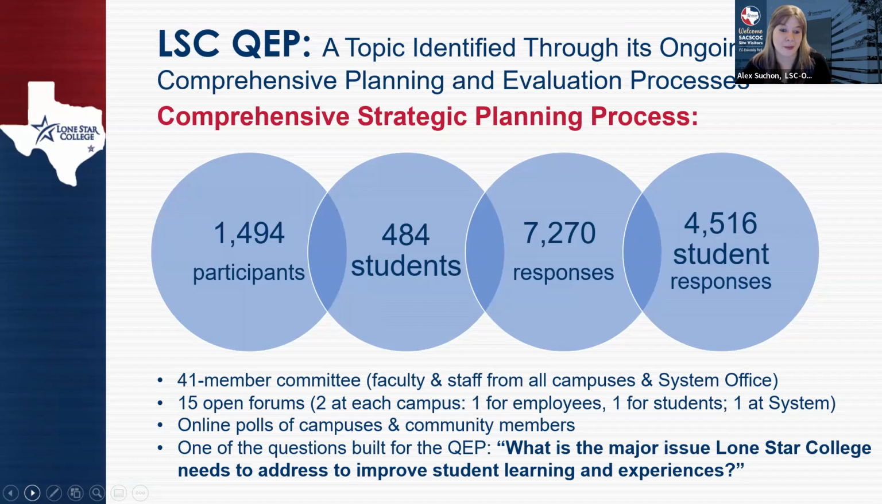It was a topic that we identified through an ongoing comprehensive planning and evaluation process. And Rene was so wonderful to put this slide in here about how many people participated in this process to develop our QEP. We had about 1,494 participants, including students, over 7,000 responses, over 4,500 responses from the students. And really at the focus of our QEP was that bottom question: what is the major issue Lone Star College needs to address to improve student learning and experiences?